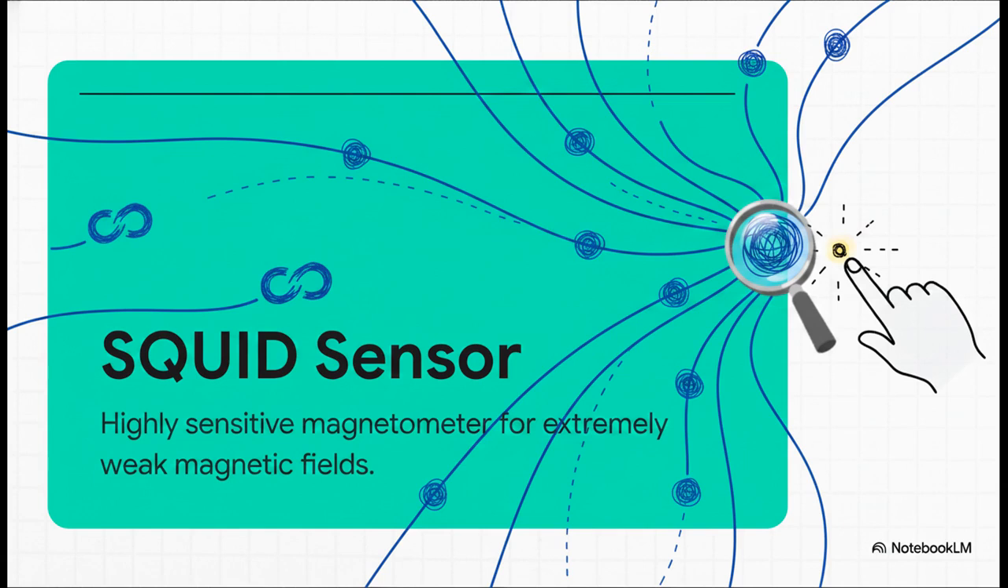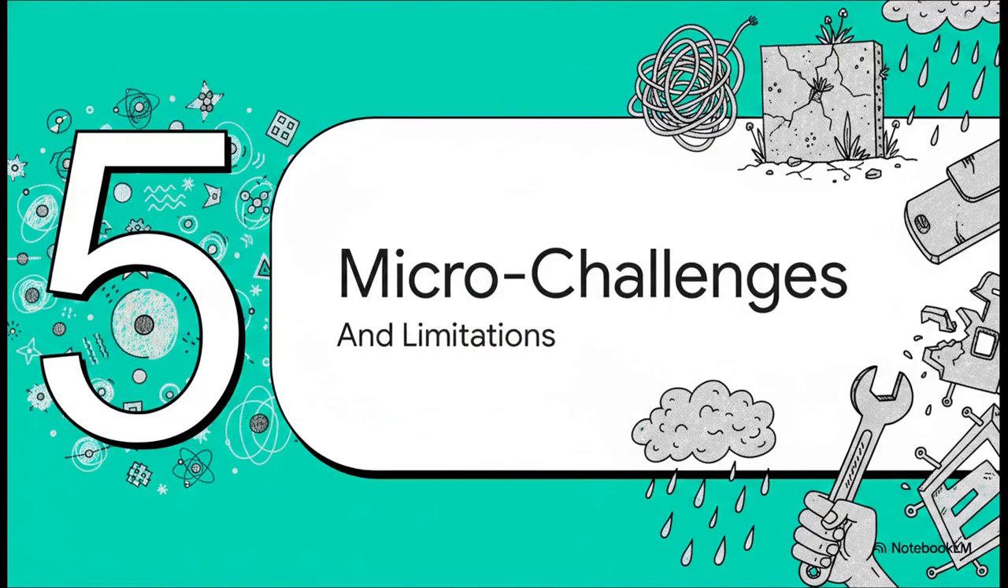To give you an idea, they can detect magnetic fields from neurological activity in your brain, signals that are billions of times weaker than the magnetic field of the Earth itself. When you need to detect a ghost, you use a SQUID. Section 5. Micro Challenges and Limitations. We've zoomed all the way down to the quantum level. Now, let's zoom back out.